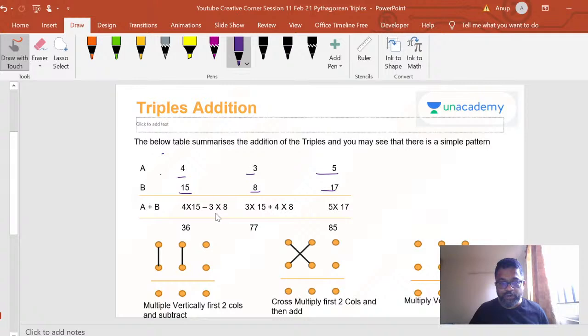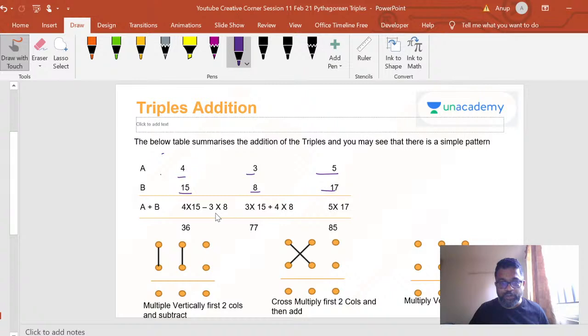When there is an addition problem of two right angle triangles, you can easily solve it by using this pattern out here. All this pattern is what you need to remember, right? This whole stuff here. So first you do a vertical multiplication and subtract. Multiply vertically the first two columns and subtract. Cross multiply the first two columns and then add. So one is a subtract, the other one is an addition, right?